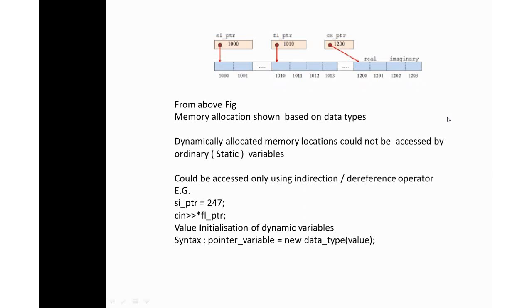Okay, so the next is value initialization. Earlier you have learned a statement like this: int a is equal to 5. Like this, at the time of declaration or at the time of allocation itself, you are initializing the values. At the time of declaration, as a static allocation, you are initializing the values. So this is your static allocation method.